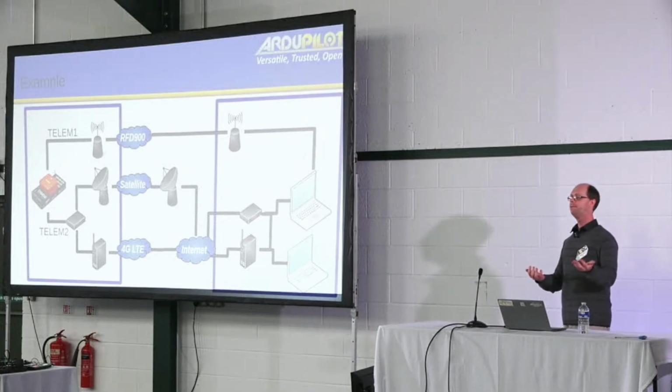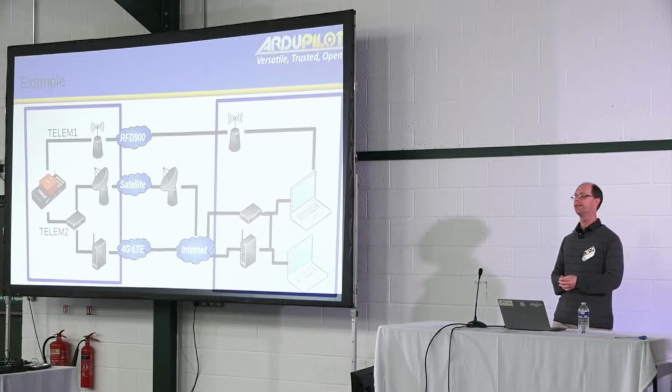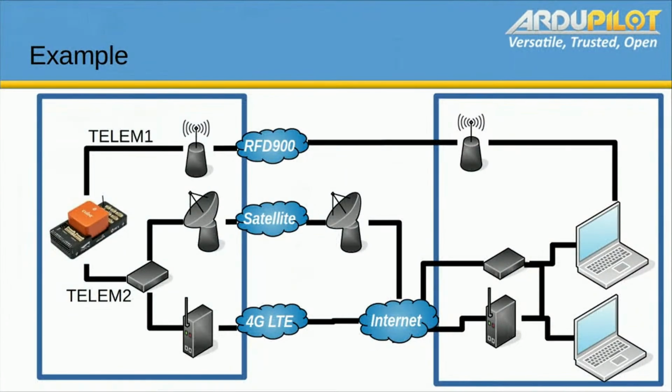Brief example of what a system might look like. So this is a sort of triple redundant system. On the left in the blue rectangle, you've got your aircraft. On the right, you've got your GCS. For example, you might have something like an RFD 900 as your primary link while you're still within visual line of sight of the aircraft for takeoff and landing and so forth. Then you might have a satellite and 4G connection as well, and that's negotiated via a companion computer like a Raspberry Pi via a separate telemetry port.